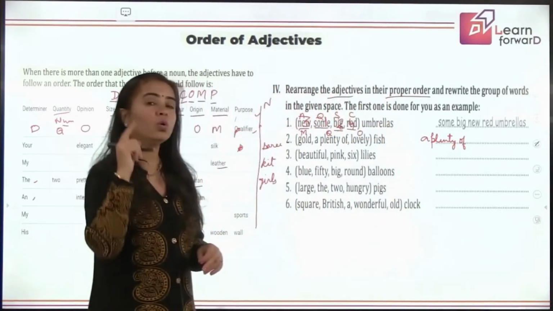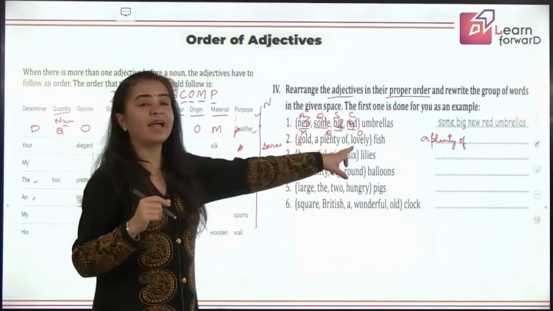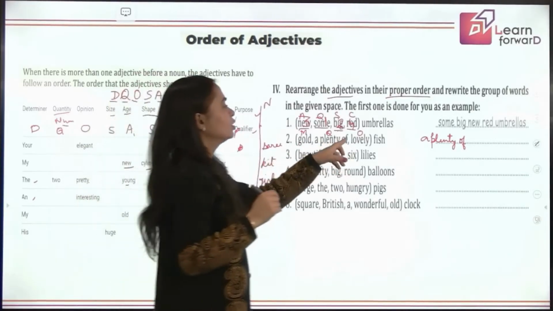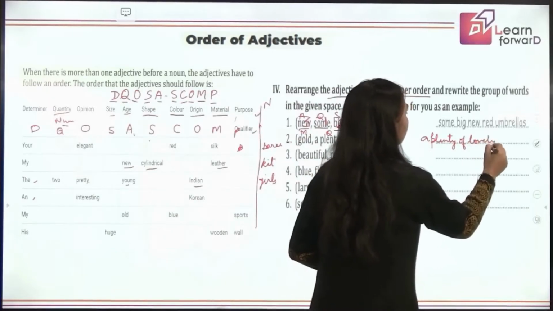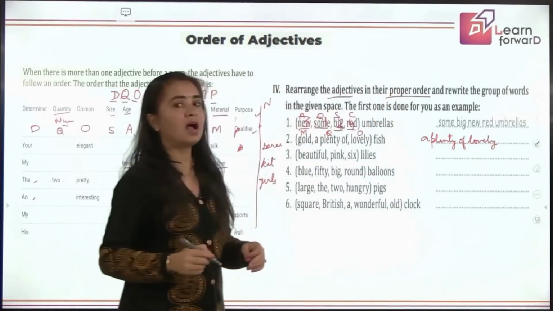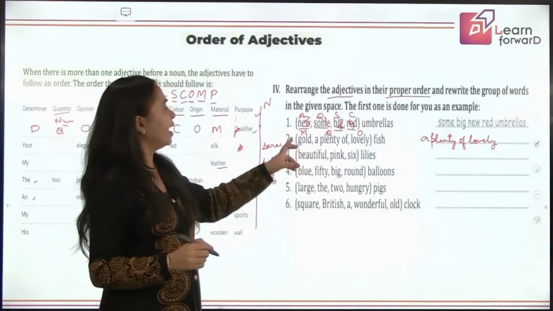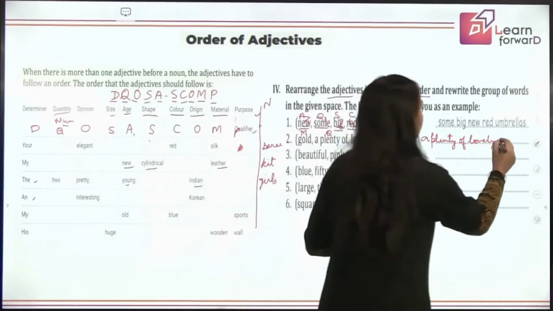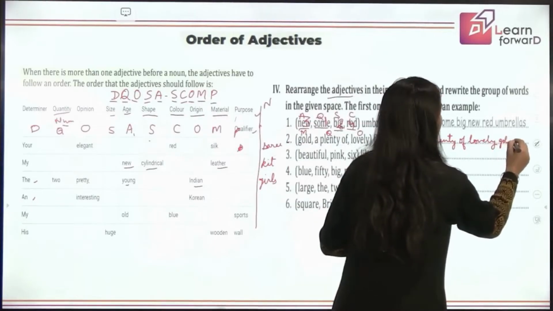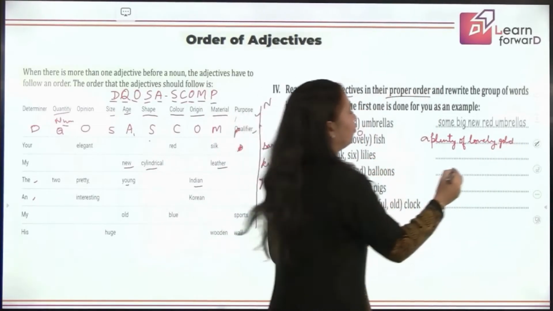Q. Then O is for opinion. Do I have it here? Yes. So lovely will come here. A plenty of lovely. And M is coming almost at the end. So gold. And what is the noun here? Fish.